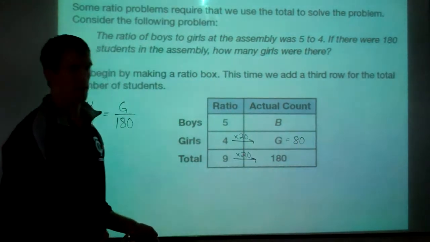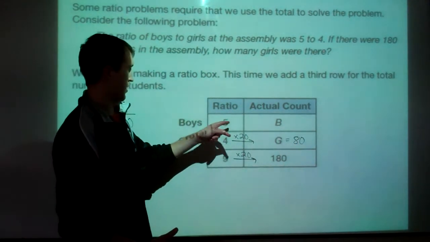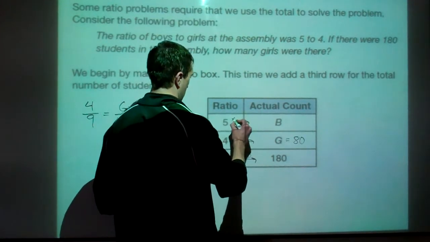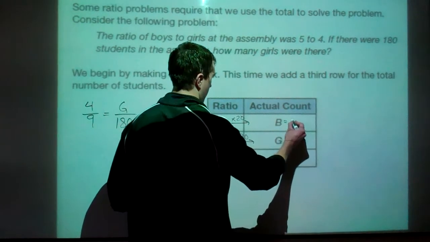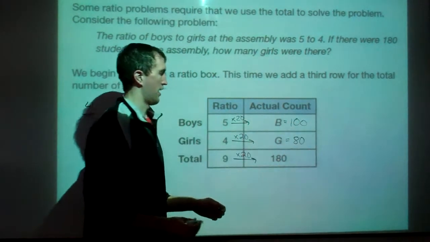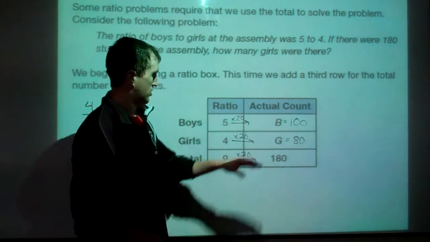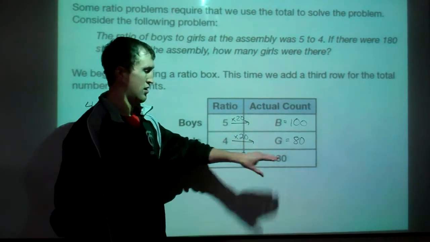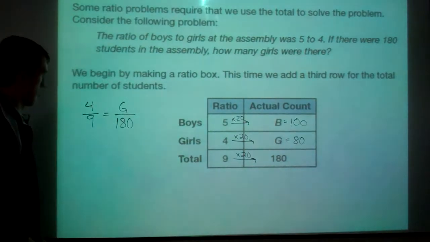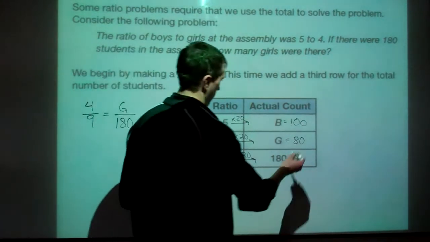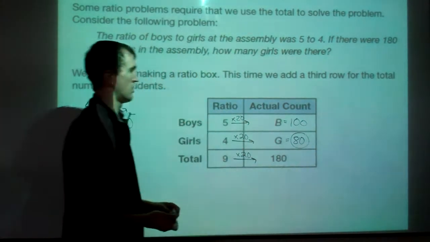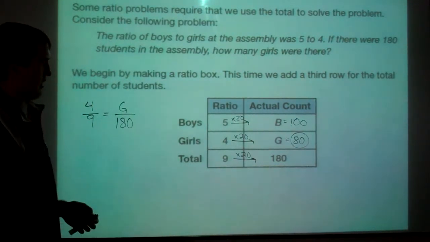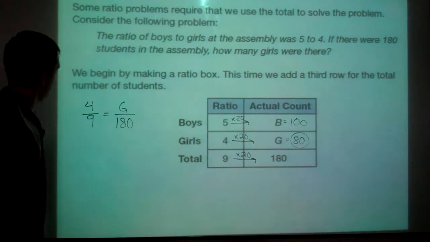And let's just check and see if this works out. We should be able to multiply this by 20. So 5 times 20 is 100. And these two should add together to give us 180. Well, 100 plus 80 gives us 180. Looks like we did it right. So there were 80 girls. So it's no different from the problems that we were doing before, except for now we have that extra total on the bottom.